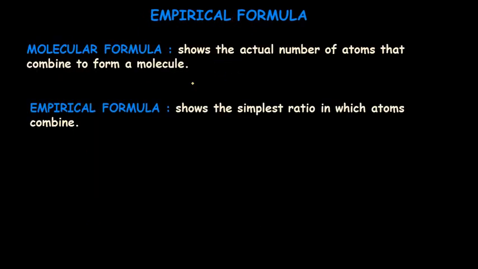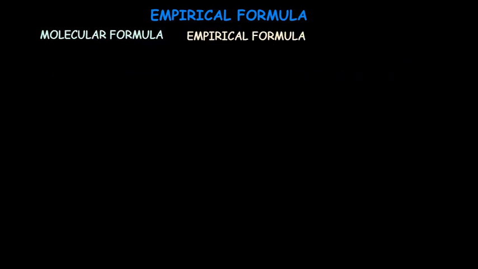Now let's understand the difference between molecular formula and empirical formula. Now what is a molecular formula? We have already seen that it shows the actual number of atoms that combine to form a molecule. That is how many atoms, different types of atoms are present in a molecule, that is presented by molecular formula. But what is empirical formula? Empirical formula just shows the simplest ratio in which atoms combine. Now let's understand what do we mean by this. And also let's understand the difference between the molecular formula and empirical formula with some examples.